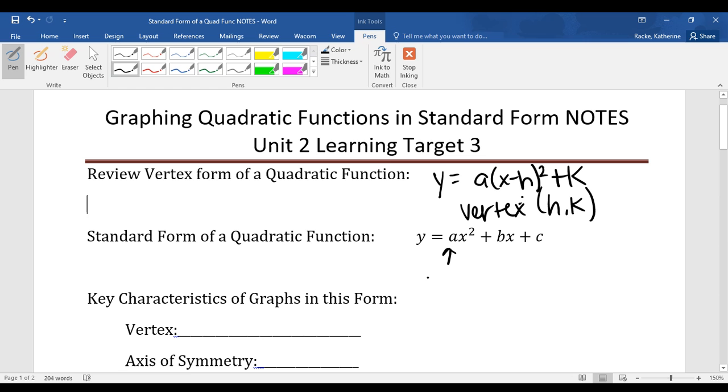A is your reflection and/or dilation. And the c value is your y-intercept, so where it crosses the y-axis.